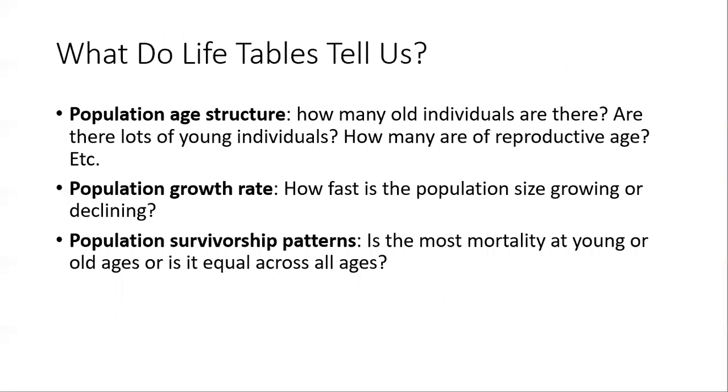So what do life tables tell us? Well, they can tell us the population age structure. They can tell us how many members of the population are at that certain age. They can also tell us how fast the population is growing or declining. And they can tell us what the survivorship patterns are and when typical mortality is.